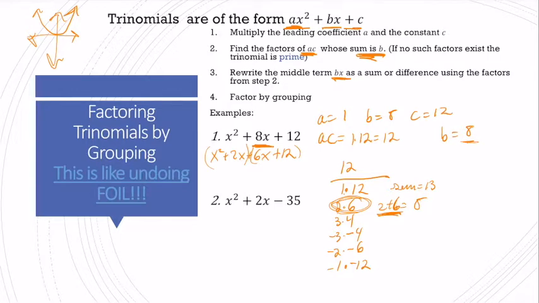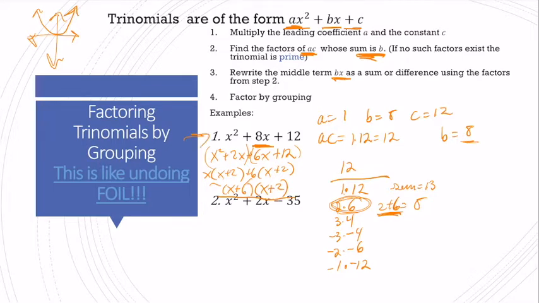The greatest common factor of x squared and 2x is x. The greatest common factor of 6x and 12 is 6. I collect my greatest common factors and my remaining binomial. See, here I have fully factored our trinomial.